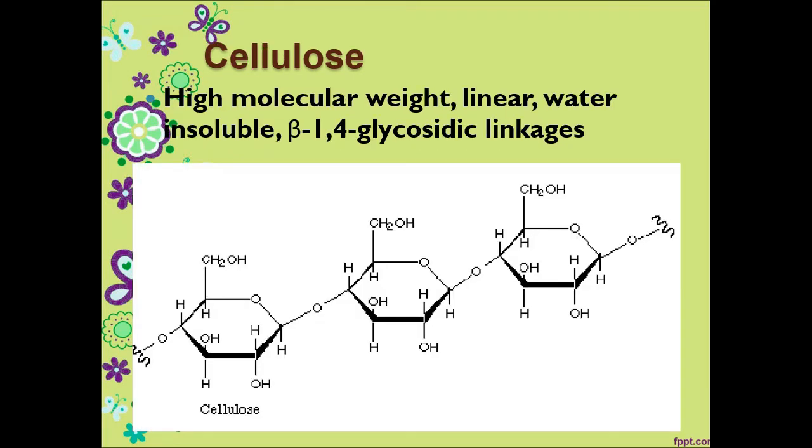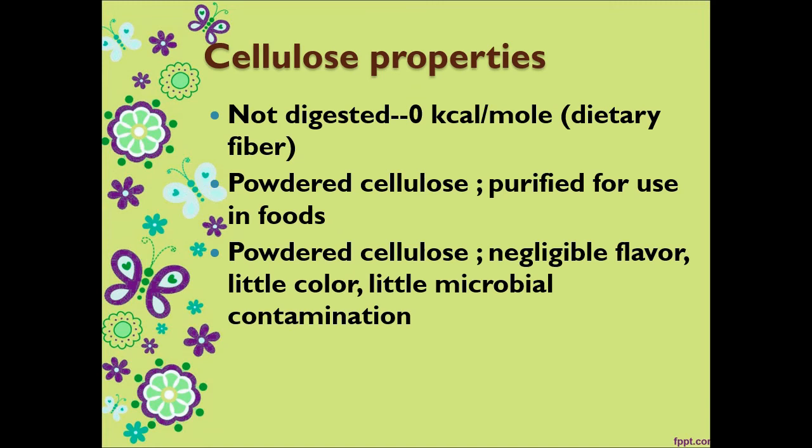All right, next we move on to cellulose. Cellulose, the structure is shown in the figure. So it is high molecular weight. It is linear like amylose also, just that they are joined by beta 1 to 4 glycosidic linkage. And it is also water insoluble. So these are the cellulose properties. It is not digested, means no calorie, so it only acts as dietary fiber.